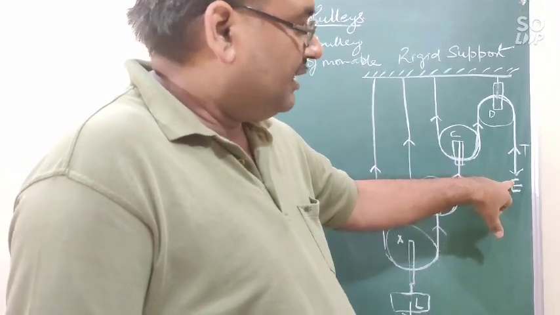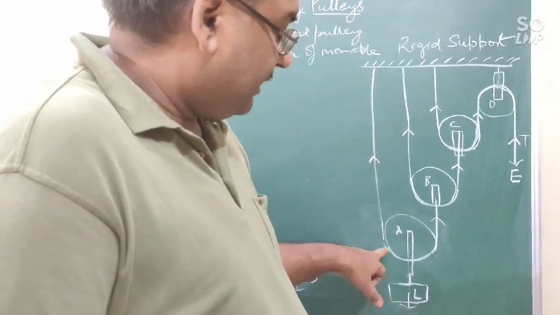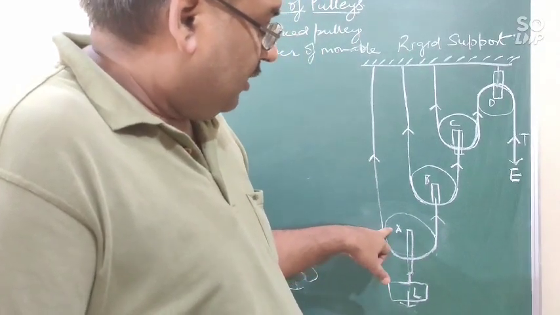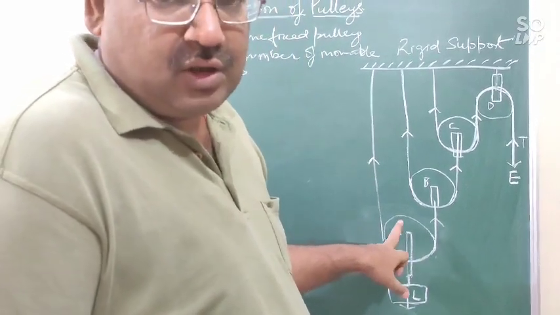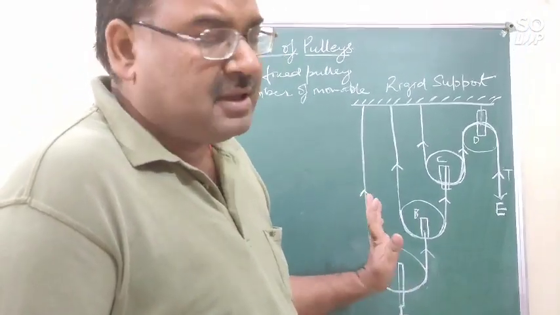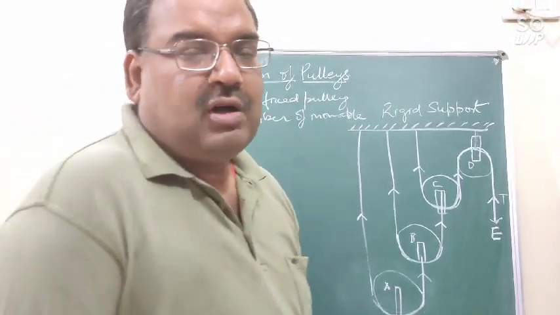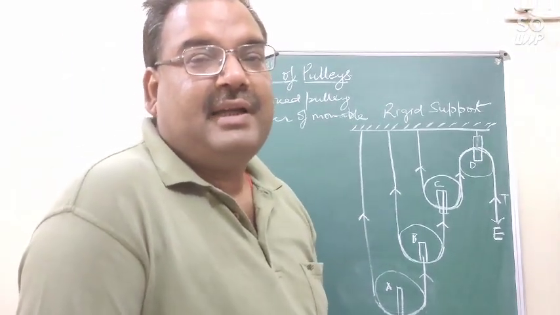E is the effort in the downward direction, and the load is being suspended by the A pulley. The load is on the A pulley. Is it clear? So this system is required when we want a very high mechanical advantage.